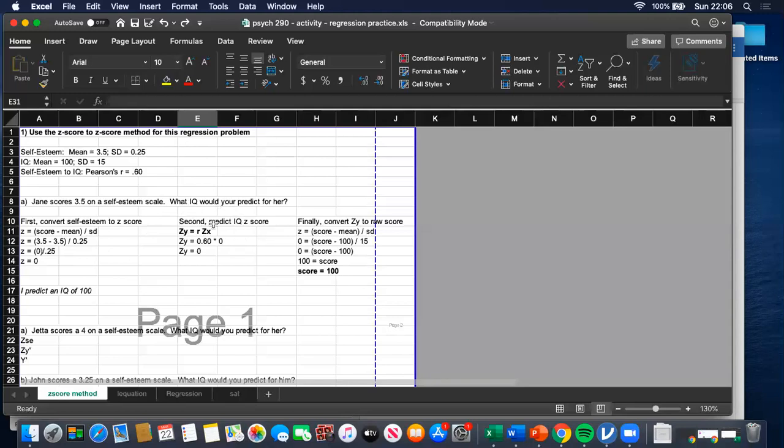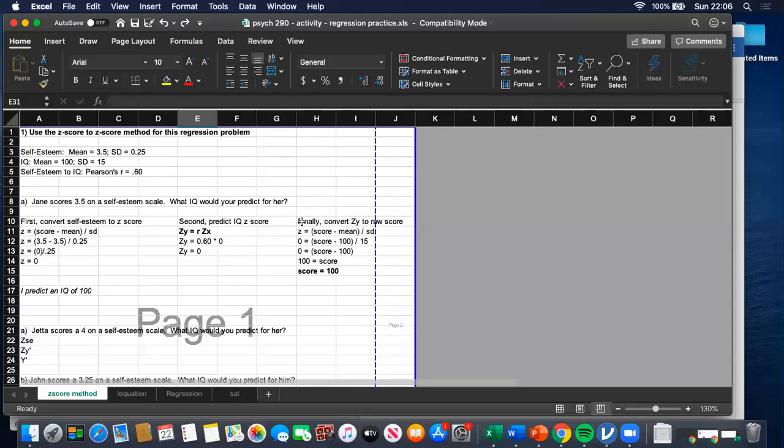The next step is we need to predict the IQ z-score. Based on one of the equations that's in the slides and in the chapter, we know that to get zy, this is equal to r times zx. In this case, we know that r for this relationship is 0.6, zx is 0, and 0.6 times 0 is 0. So the prediction for Jane's z-score for IQ would also be 0.